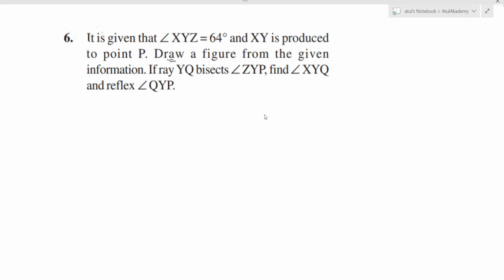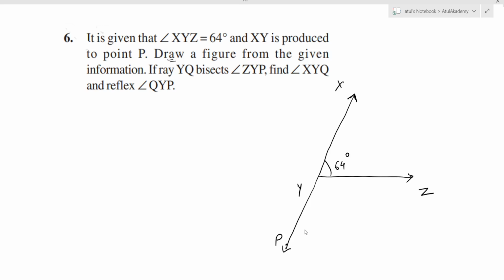So it says that we have a ray YQ which bisects this. Let's start with XYZ. Let me make an angle first, XYZ. It's an acute angle, so I'll make it like that. X, Y, Z. That's 64 degrees, given to you. Now XY is produced. XY produced means it won't go that side; you will produce it below. XY is produced to a point called P.